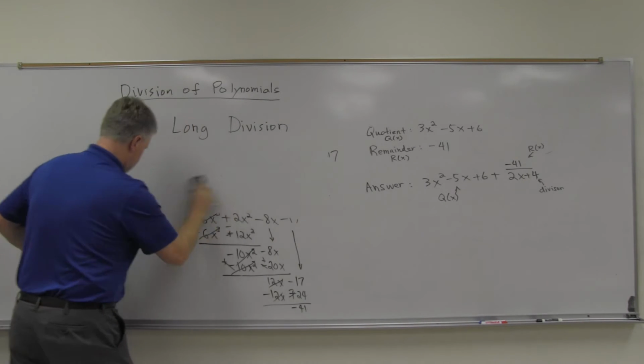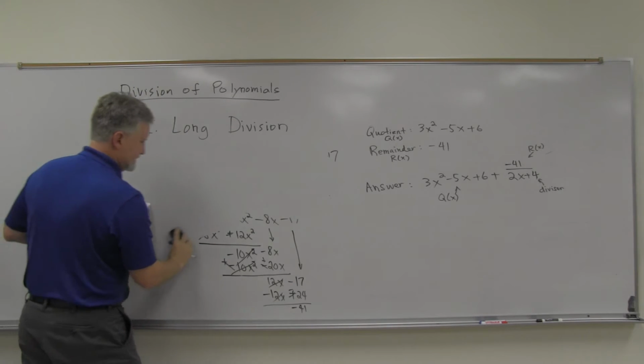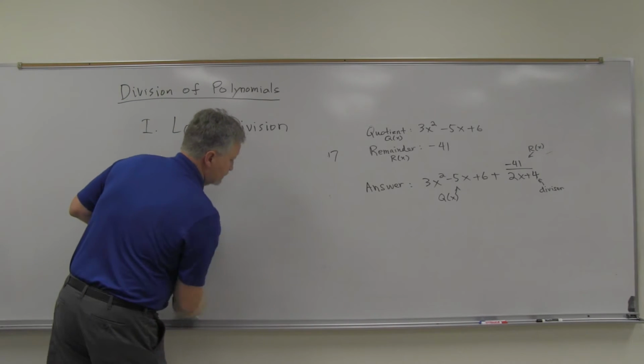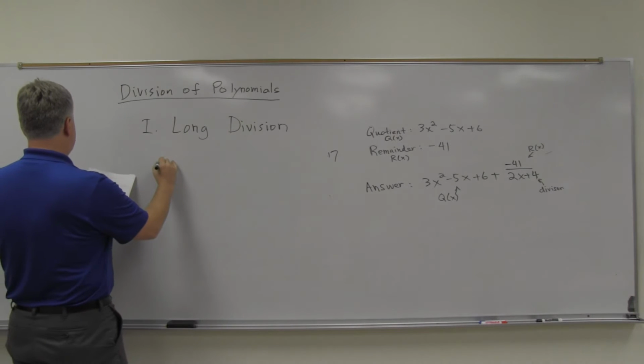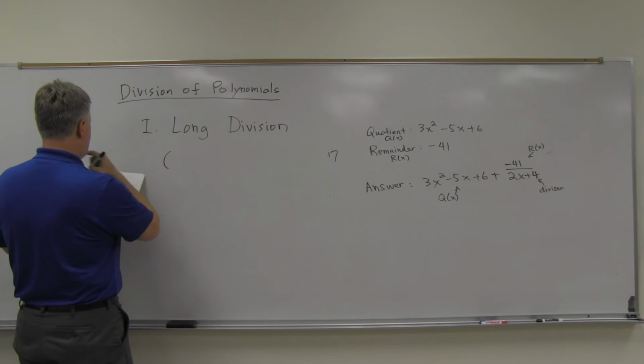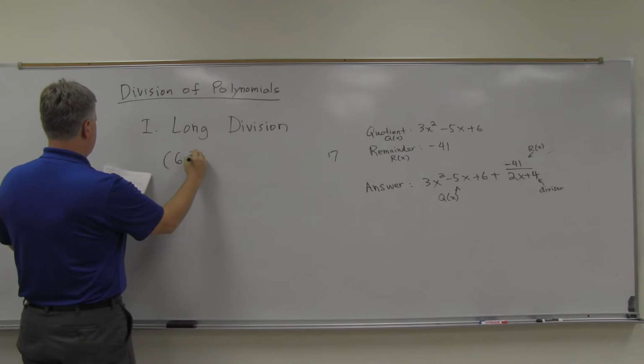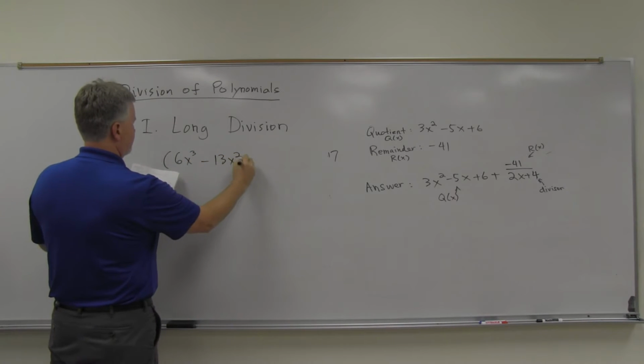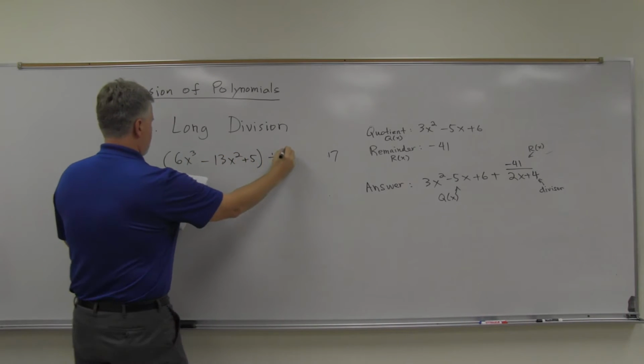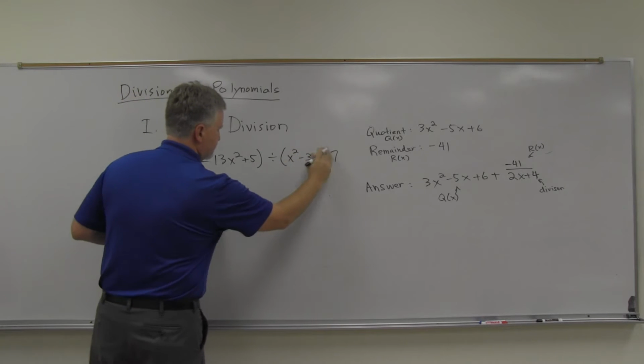All right, so let's do one more of those. Let's divide 6x cubed minus 13x squared plus 5. Divide that by x squared minus 3.